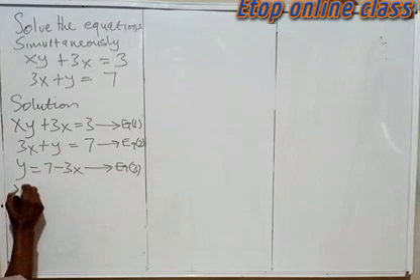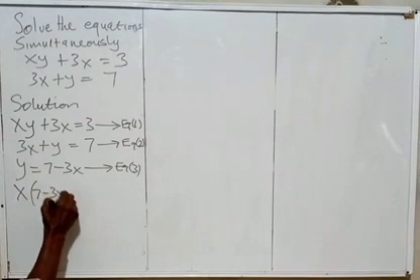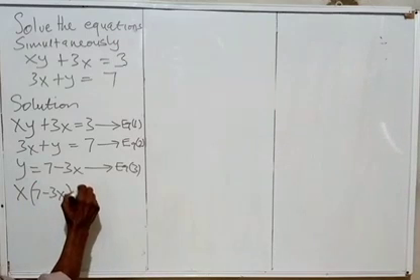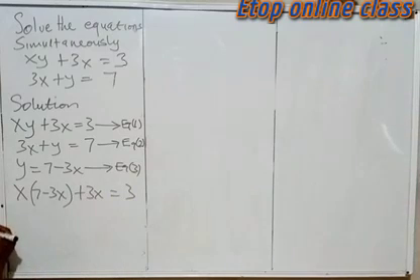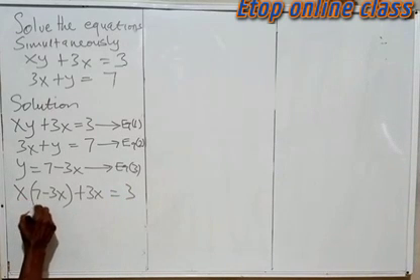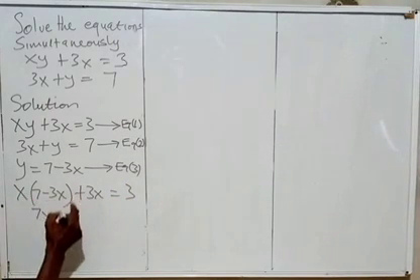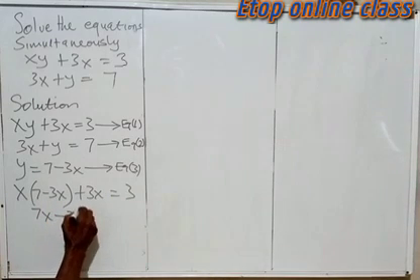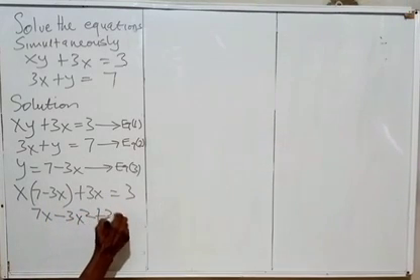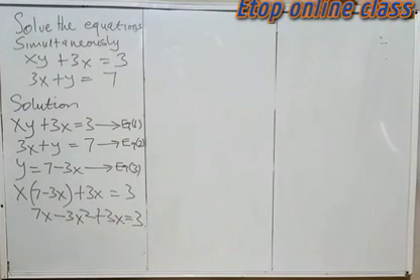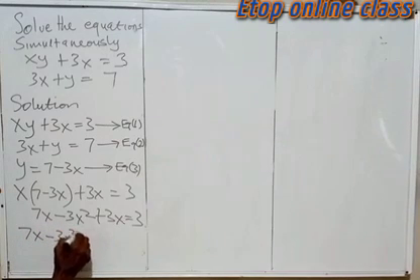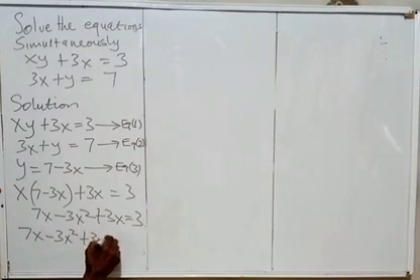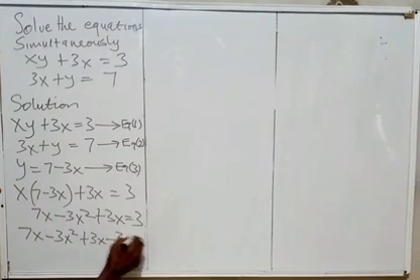So I have x into 7 minus 3x plus 3x equals 3. From here I expand. x times 7, I have 7x. x times 3x, I have 3x squared, plus 3x equals 3. From here I equate it to 0. So I have 7x minus 3x squared plus 3x minus 3 equals 0.